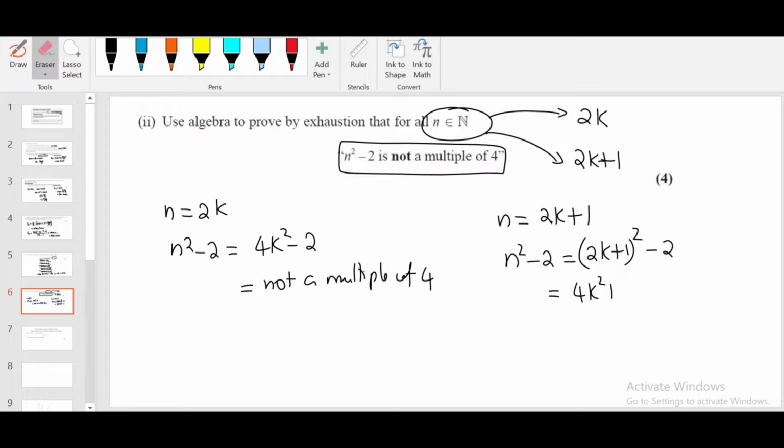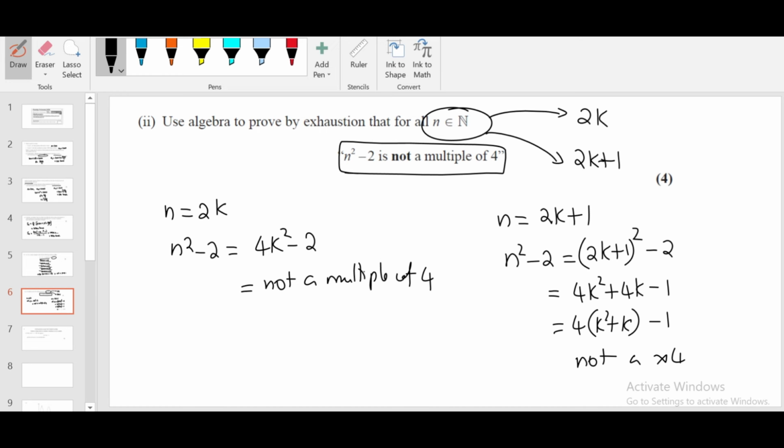So when you expand it, you'll get 4k square plus 2ab, which is 4k, plus 1, plus 1 minus 2 is minus 1. This is also 4 times k square plus k, which is a multiple of 4, minus 1, which is not a multiple of 4.